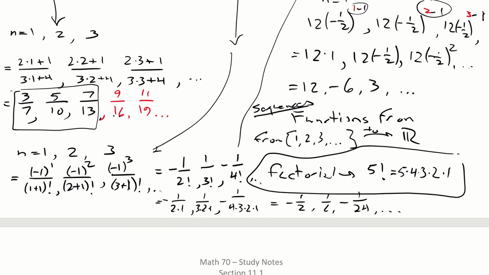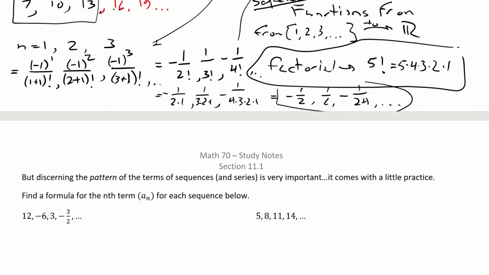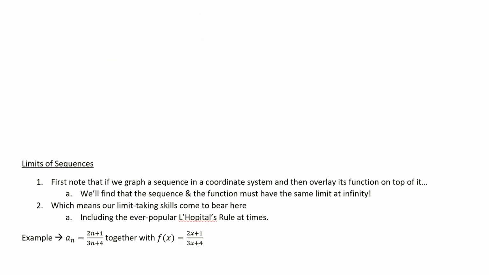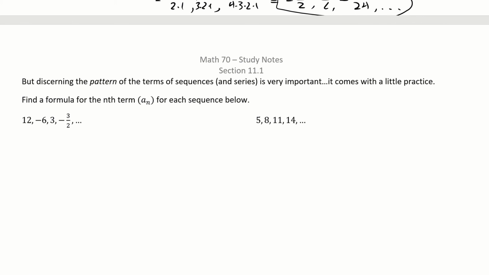The top changes sign and the bottom gets bigger and bigger with the factorial. So that'd be looking pretty good right there. Excuse me. So I think I'll stop this video right here with these last two examples. Okay, so we break it up into two pieces.